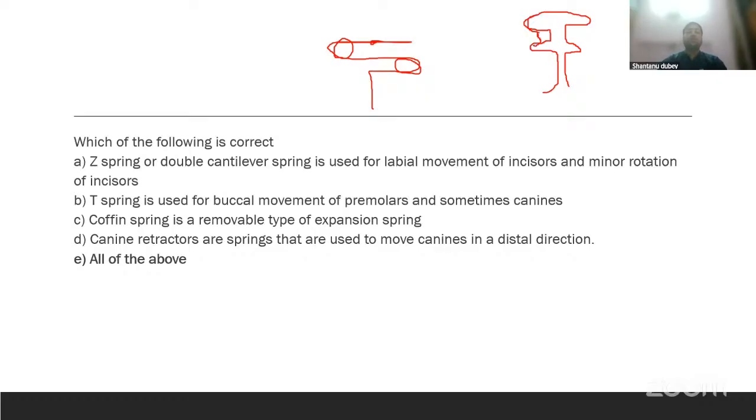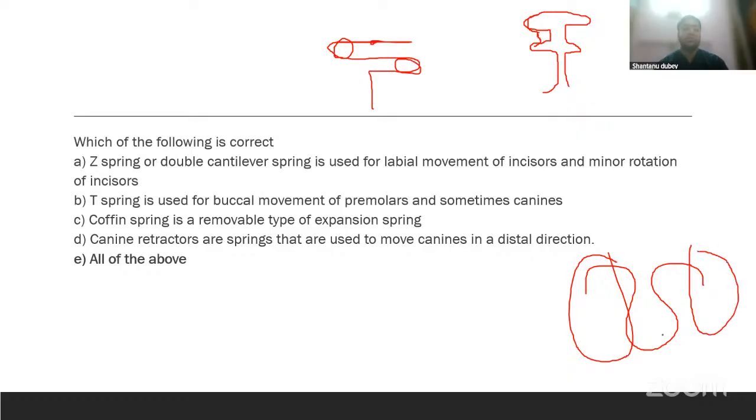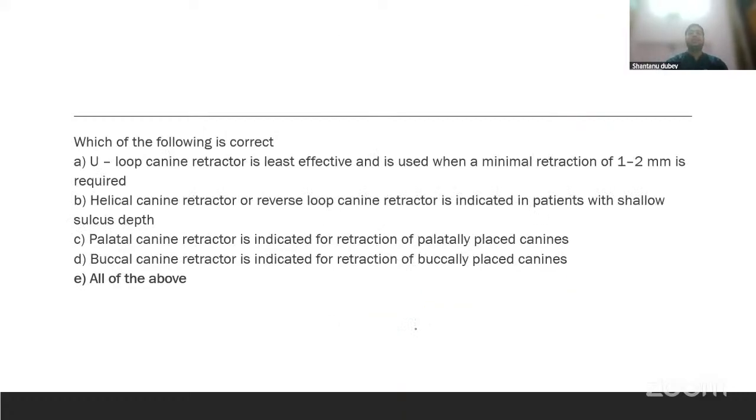Coffin spring is a removable type of expansion spring. Very good, we all know that's a removable type. No doubts in that, because the acrylic plate is here and here, and between them is the coffin spring. Canine retractors are springs that are used to move canines in a distal direction. Very good. Imagine the canine retractor here, that is how it looks, engaging the canine. So we retract the canine in this direction, the distal direction. Yes, that's absolutely true. So whenever you see that there are two options that you are very sure are correct, you automatically go to all of these. Which of the following is correct?